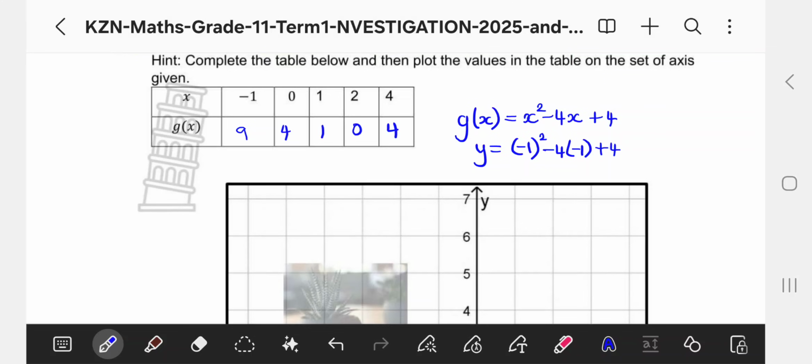So here are my values. When x is 0, y is 4; x is 1, y is 1; x is 2, y is 0; and x is 4, y is 4. Now all we have to do is plot these points onto the graph.